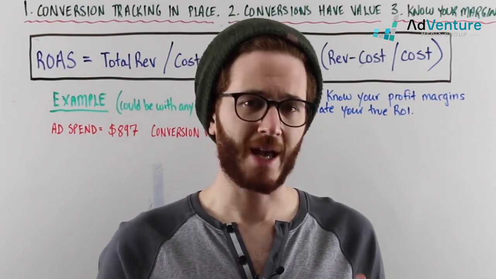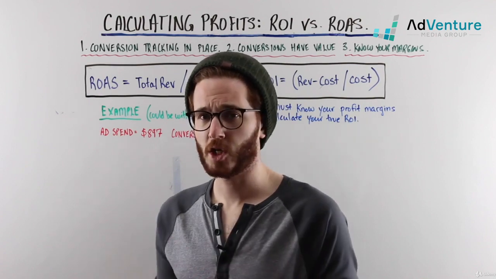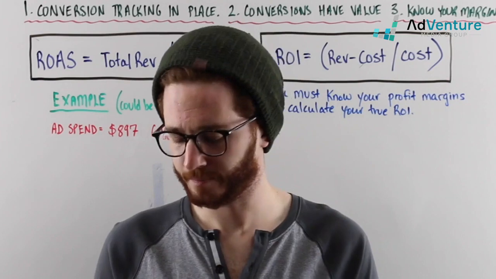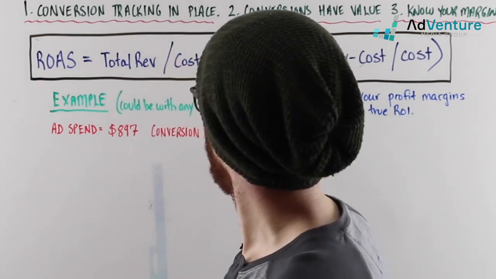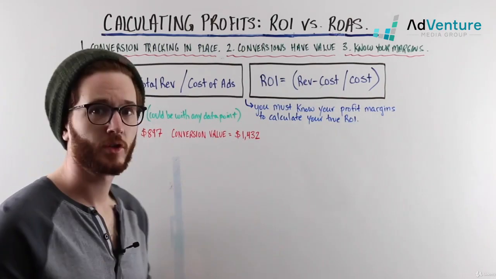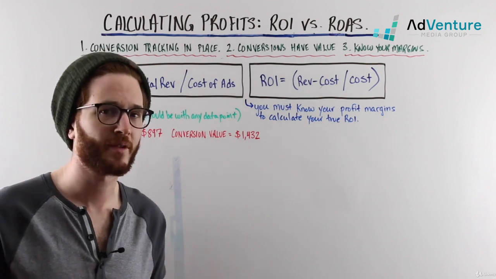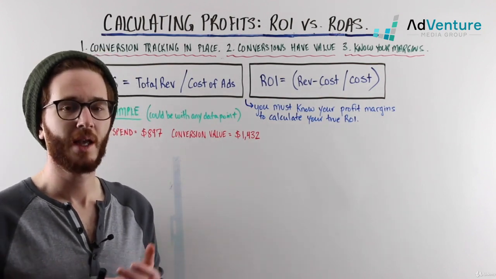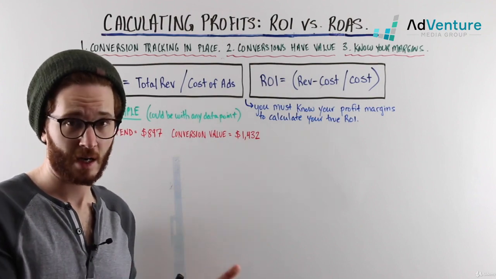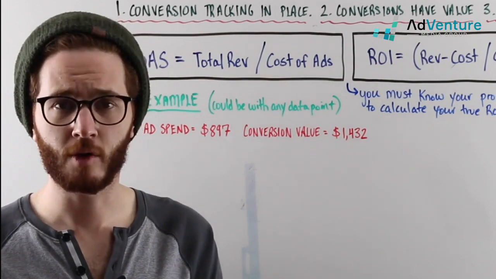The first step in understanding and being able to develop your own profitable bidding strategy is understanding the difference between ROI and ROAS. Okay? Return on ad spend, which is ROAS, refers to a very simple calculation that doesn't take your company's profit margins into account. It's simply looking at your returns from what you spent on ads to what you made in conversions, the value of those conversions.